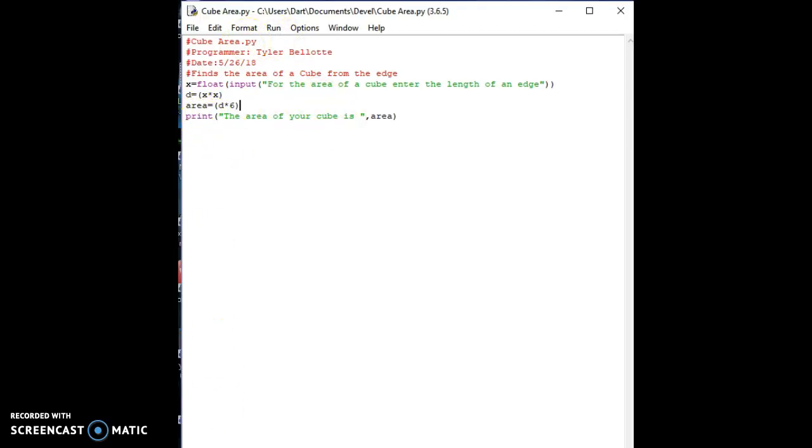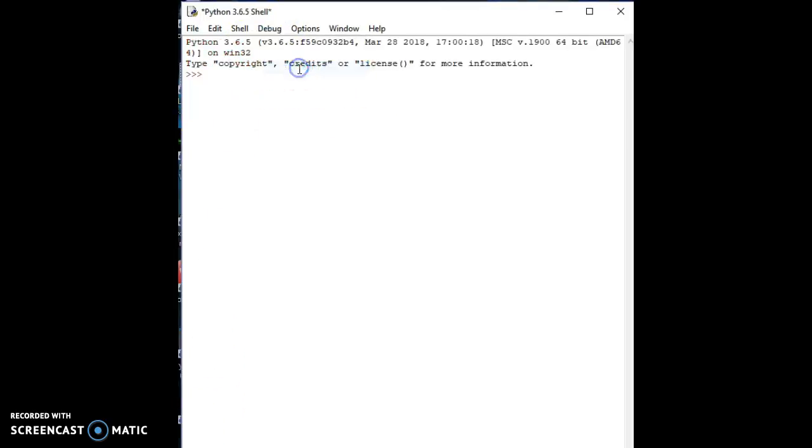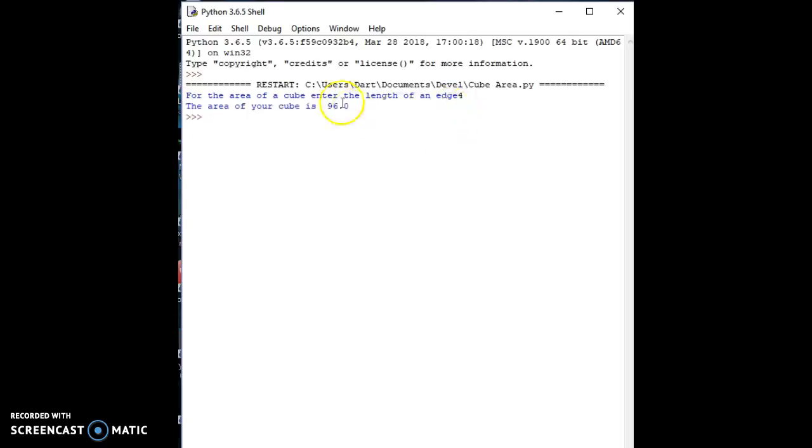Let's try and run it. Let's try a cube with an edge of 4. 96. That should be right. Okay, now let's try a different one. We'll just do a couple of these.